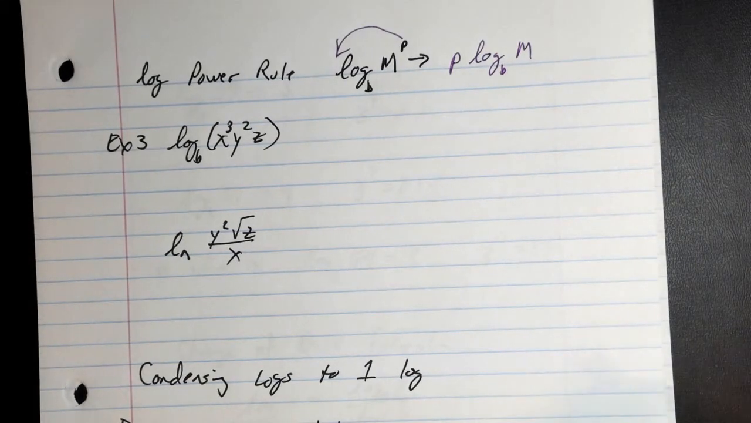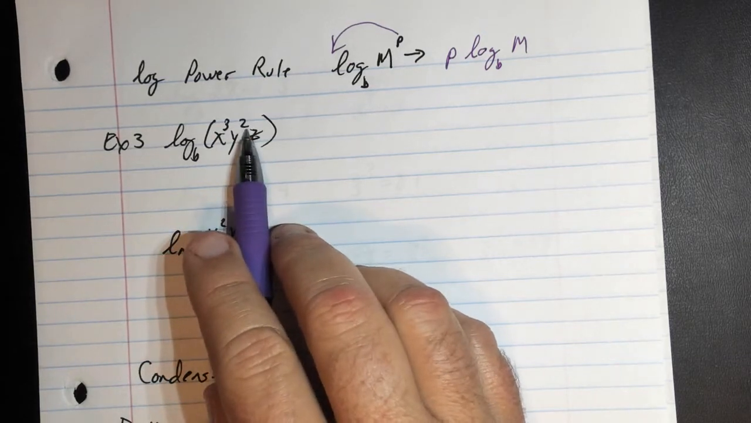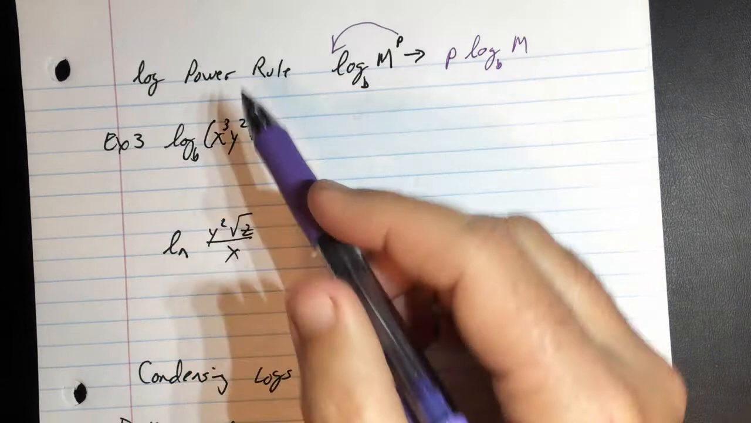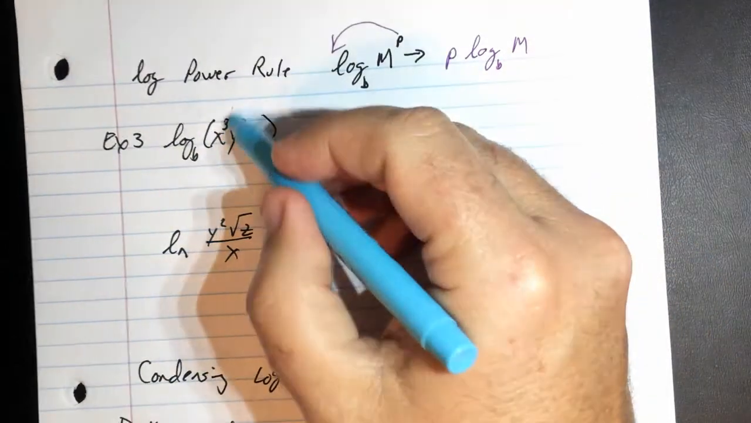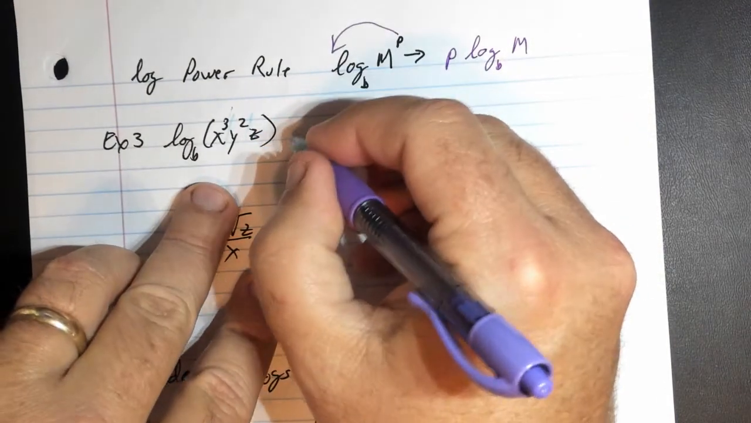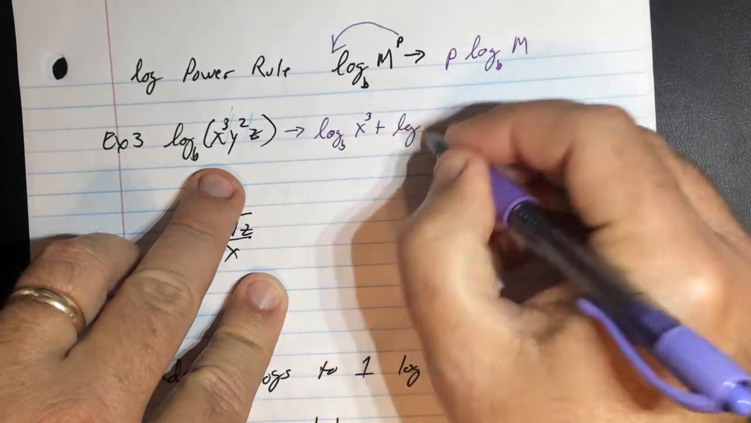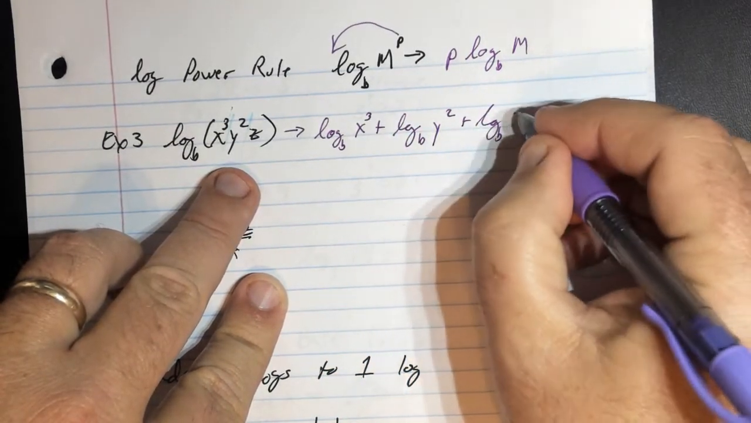Now we usually do that step last if it happens, because notice we have these exponents. But before I can do the exponents, because there are multiple ones in here, I have got to separate these guys. These have to be separated first, and they're all being multiplied, so that means it has to be expanded using addition. Log base b of x cubed plus log base b of y squared plus log base b of z to the first.